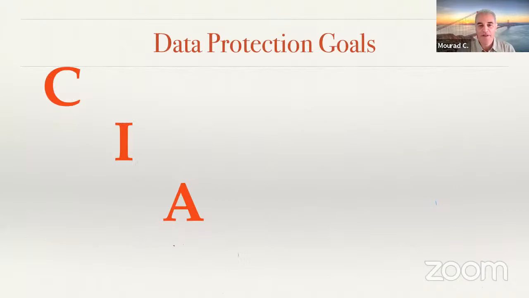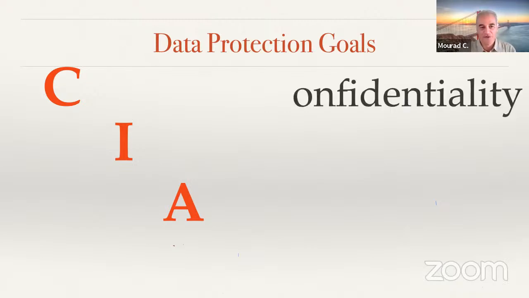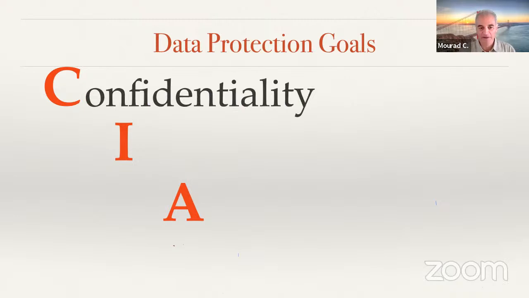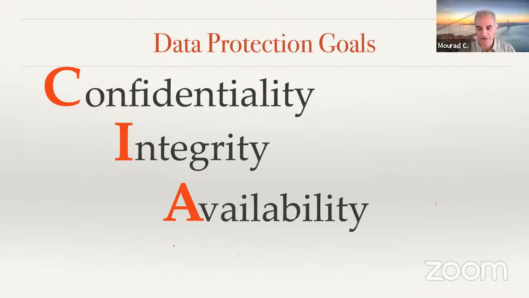Okay. So now that we have seen the data states, when we say data protection, what do we mean exactly? The goals of data protection can be summarized in these three letters, CIA. It's not the agency, but rather C stands for confidentiality, I for integrity, and A for availability, right?